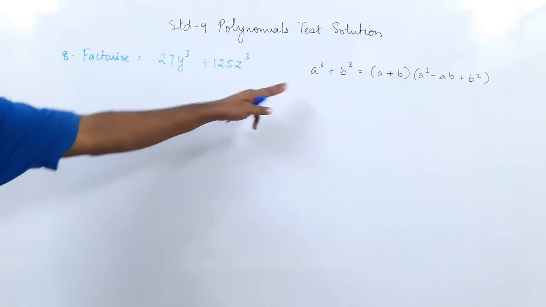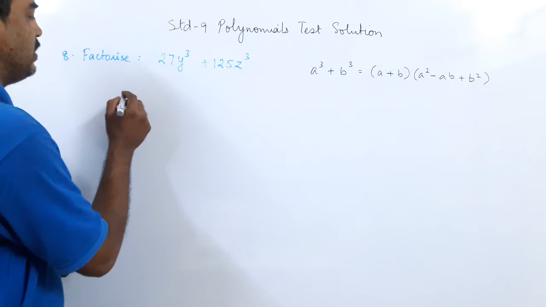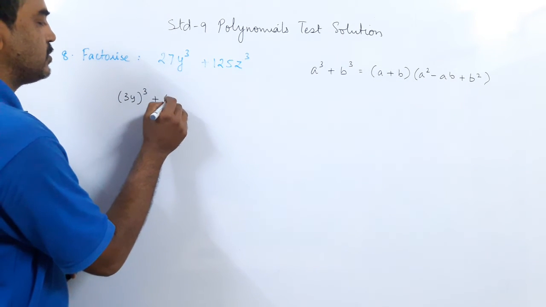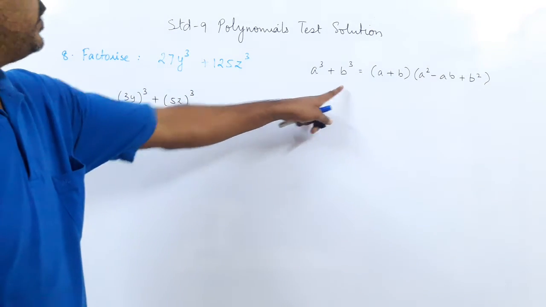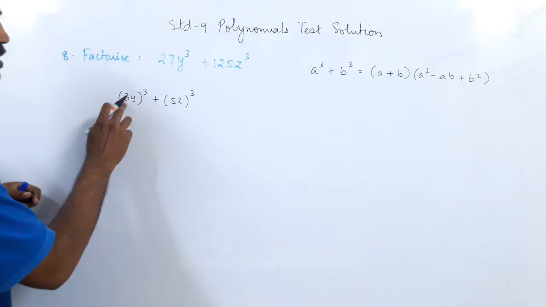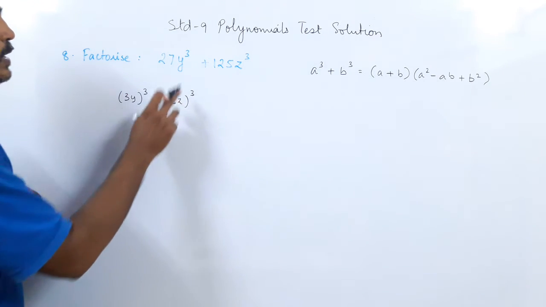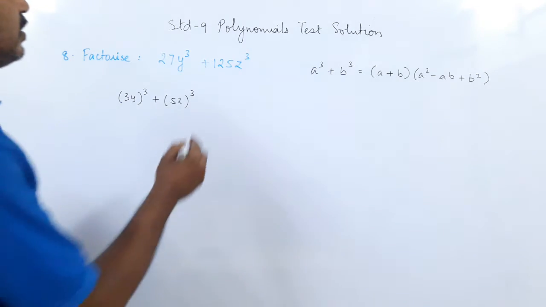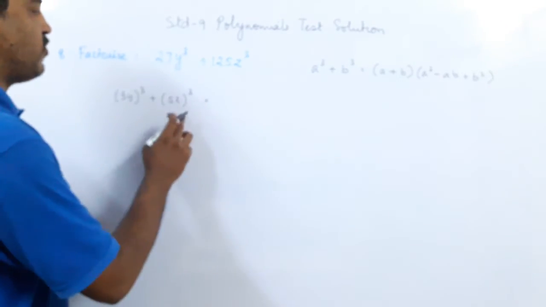So to factorize this, you should get a cube and b cube. So we can write 27y cube as (3y) the whole cube plus (5z) the whole cube. So you can see this has become a cube plus b cube. I write it as 3y because 27y cube is what? 3 cube is 3 into 3 into 3, 27, y cube. 5 into 5 into 5 is 125, z cube. So once you get this, it is a simple step. Your a is 3y, your b is 5z.